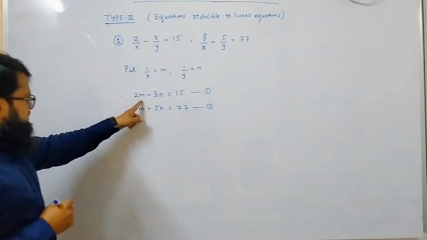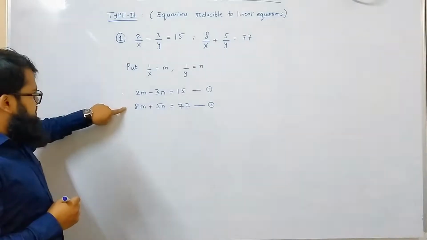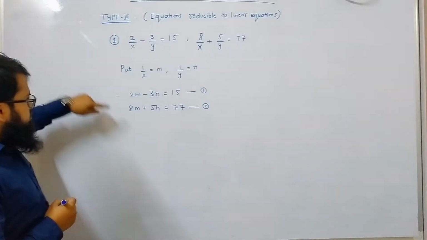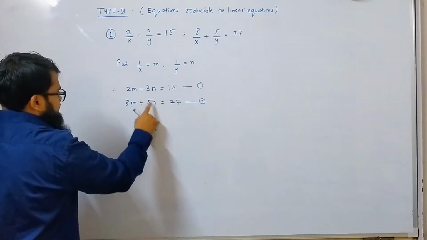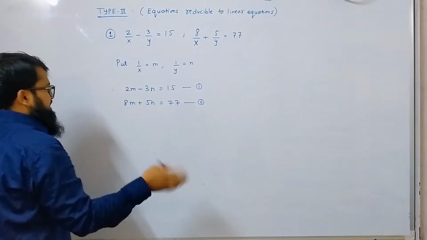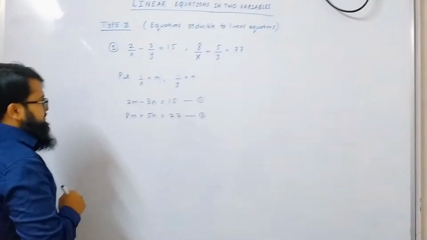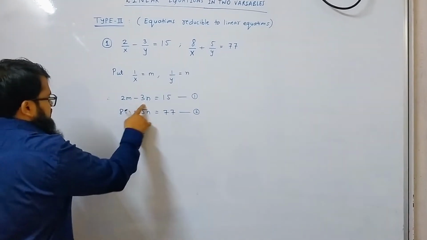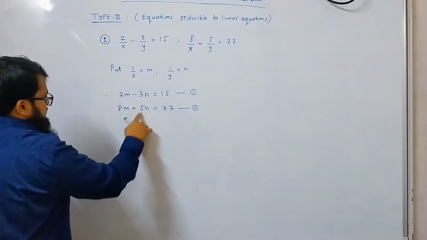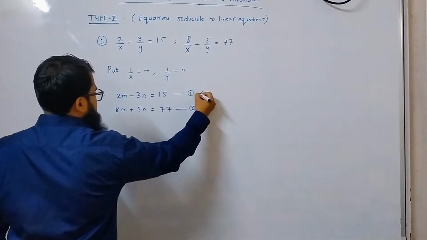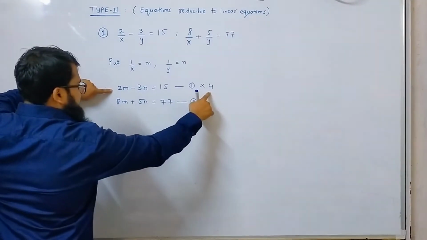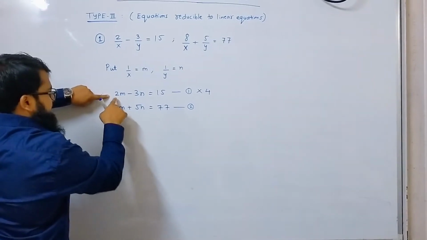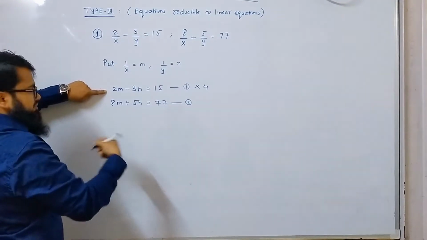Now compare the equations. These two are linear equations. So we will use our previous method to solve them. Compare the coefficients. If the coefficients are same, we will eliminate them either by adding or subtracting. But the coefficients are not same. We can make it same by multiplying by a number which is 4. Multiplying equation 1 by 4 will make it 8, and we can subtract and eliminate m.